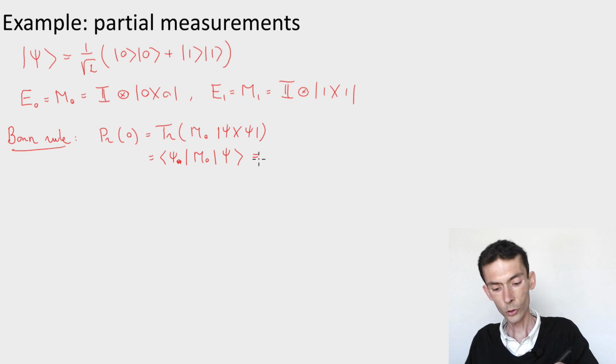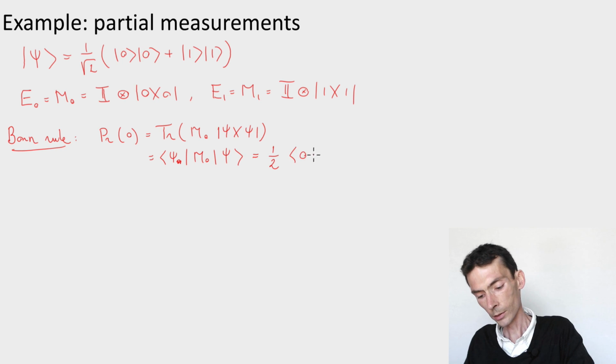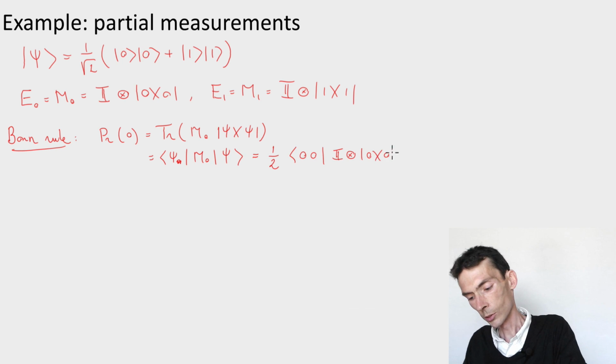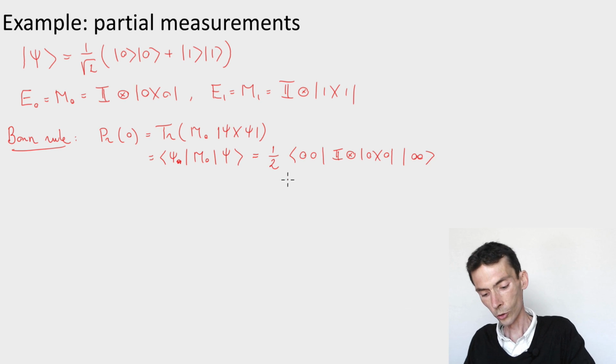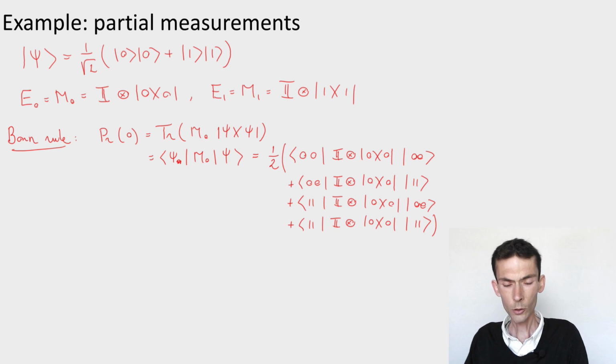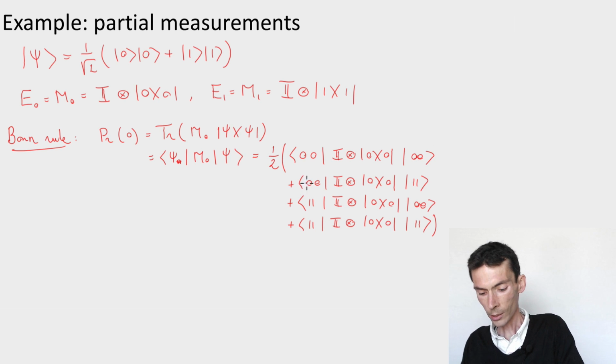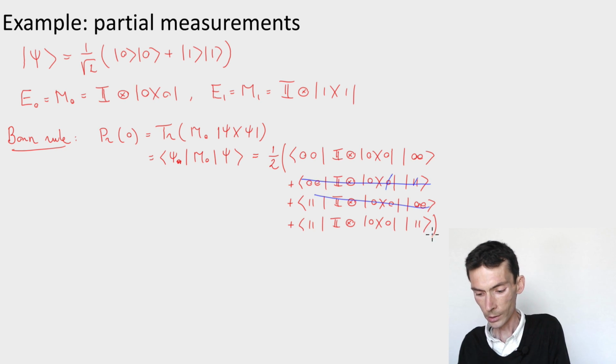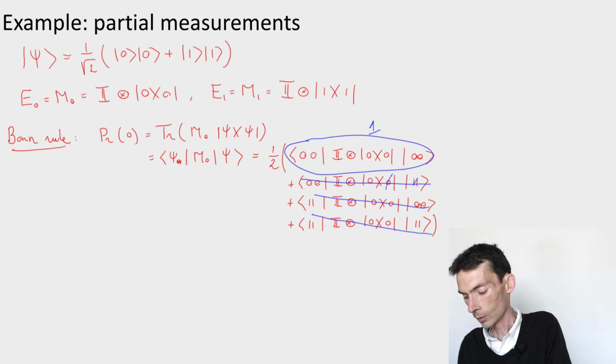So I'll get 4 terms. These terms will look like 0, 0. Then I have identity tensored 0, 0 and 0, 0. Then I have 4 such terms. So now you see that a lot of these terms are going to be 0. The second term is 0 because you have the 0 and the 1 here. You can cross out. So this is 0. This term similarly is 0, and the last term similarly is 0. The first term, however, evaluates to 1. So what you get for this overlap is a half.